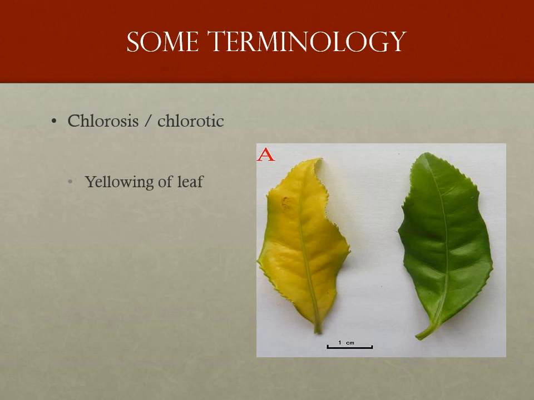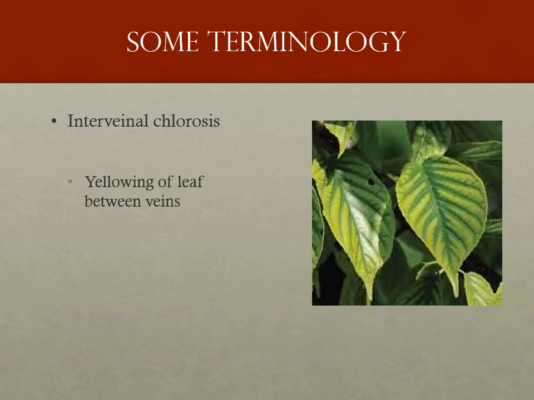So some examples and terminology. Chlorosis means that we've lost chlorophyll, so the plant becomes yellow. Sometimes we call the leaf chlorotic, meaning that it has lost its chlorophyll, has become yellow. But the process of losing chlorophyll is called chlorosis. Interveinal chlorosis means that we've lost the chlorophyll between the ribs and veins in the leaf. Okay, that's an important term to use, interveinal chlorosis.